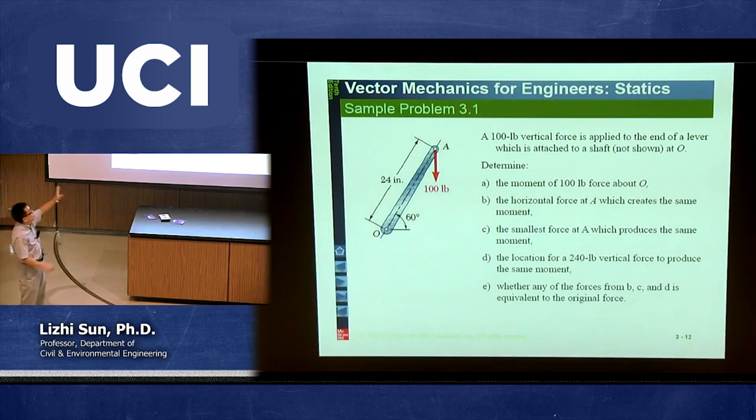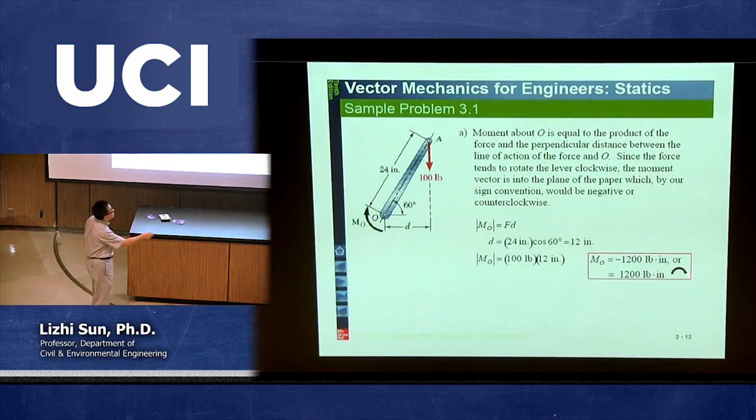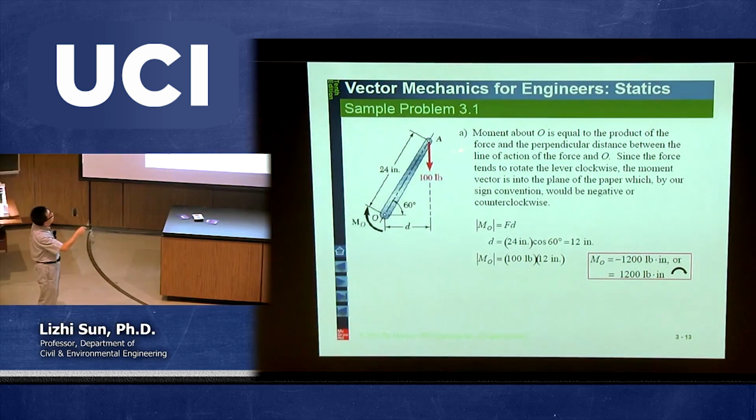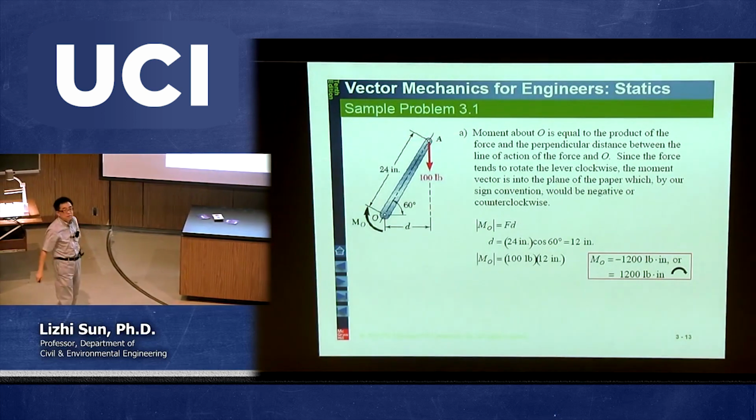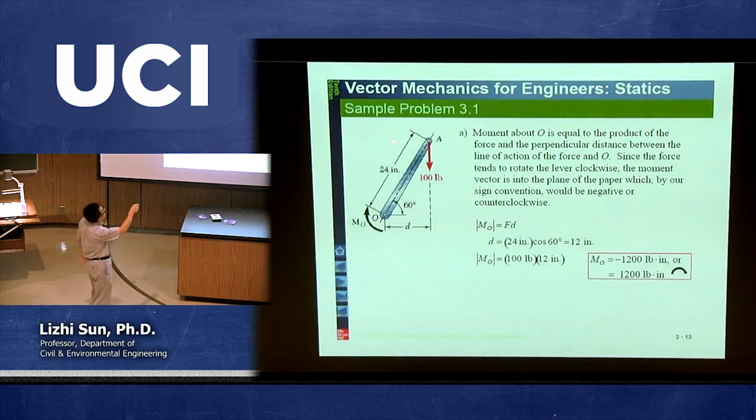The new question says there is a horizontal force at point A this time, but this horizontal force will create the same moment. Back to question A. From question A, we already got the moment. So now the question is, instead of having a vertical force, can we have a horizontal force? The moment of this horizontal force about point O is the same as this. Okay, so that's the second question.